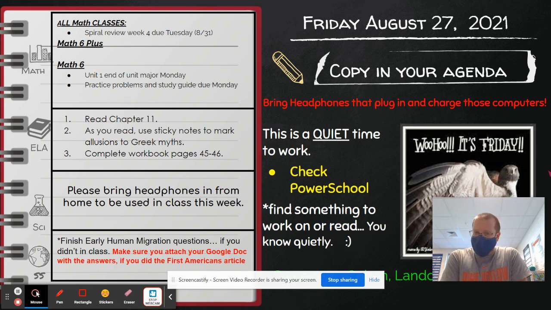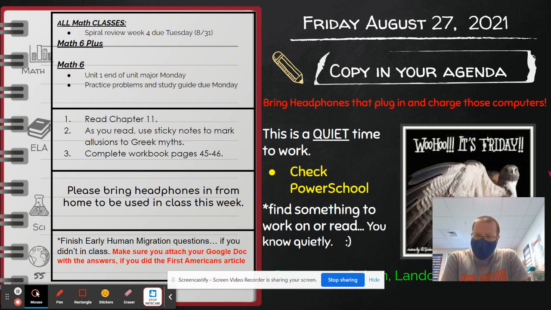So for Math 6, you guys are going to have a test on Monday on surface area, volume, and identifying some 3D shapes. That means that the study guide and practice problems for Math 6 are also due on Monday.